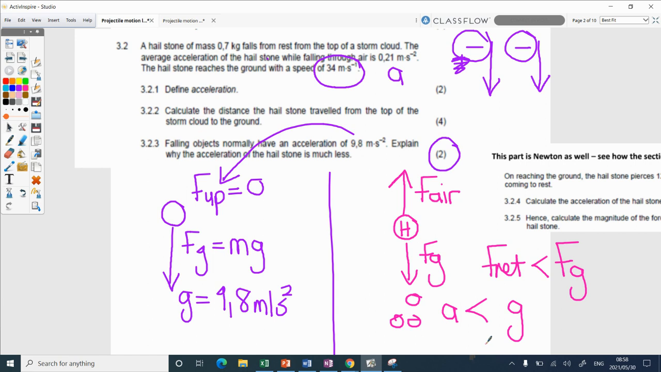even without an explanation. Even if you didn't say any word, because you can see that you understand what you're doing. But if you were going to do it in words, you would say F net is smaller than Fg due to air friction. And therefore the acceleration is going to be smaller than gravitational acceleration. You've got the answers. And then the last part is Newton, as you would see there. So I would love to say he won't ask you something like this because you haven't done Newton yet.